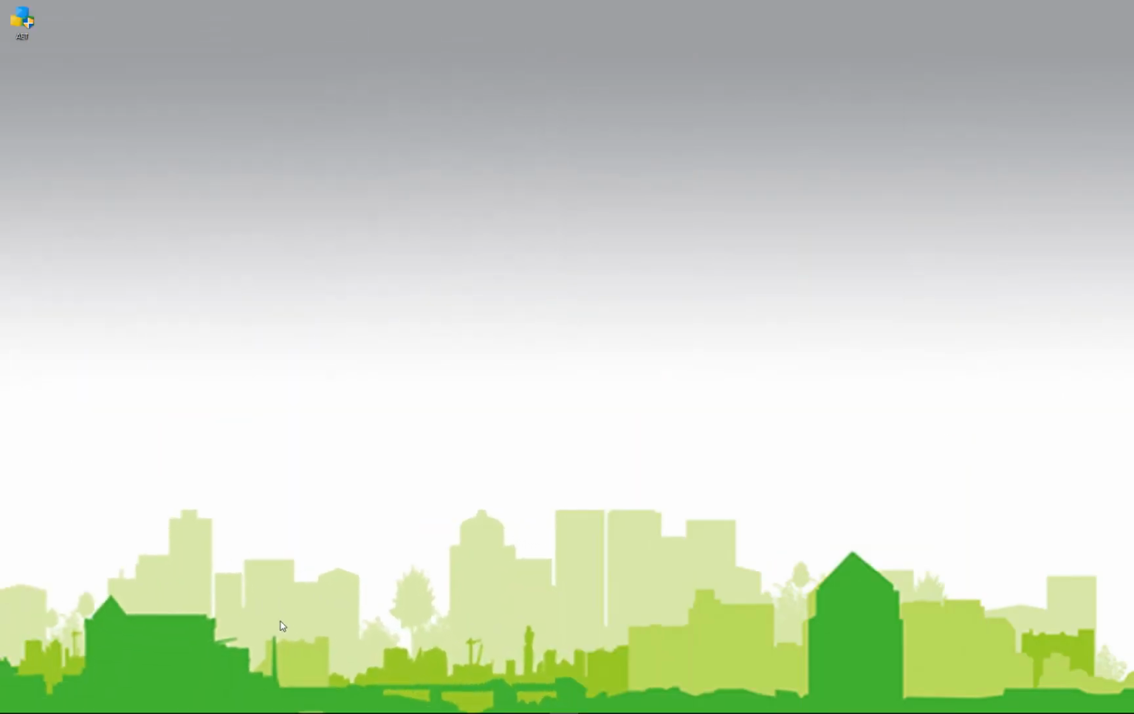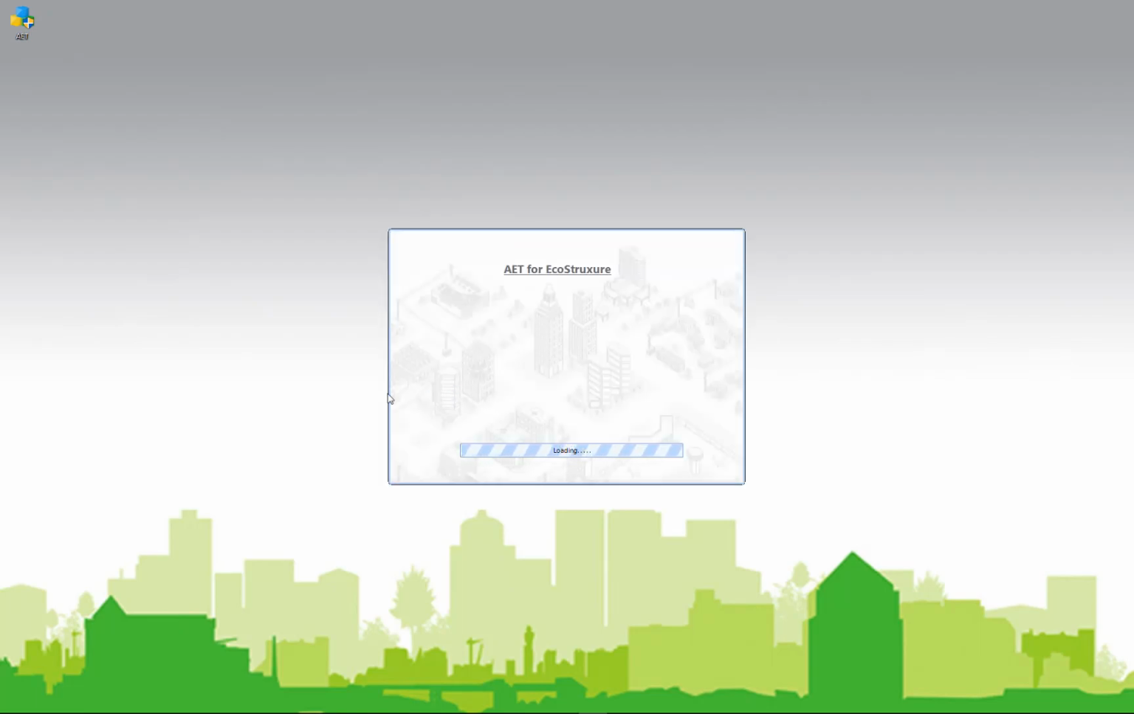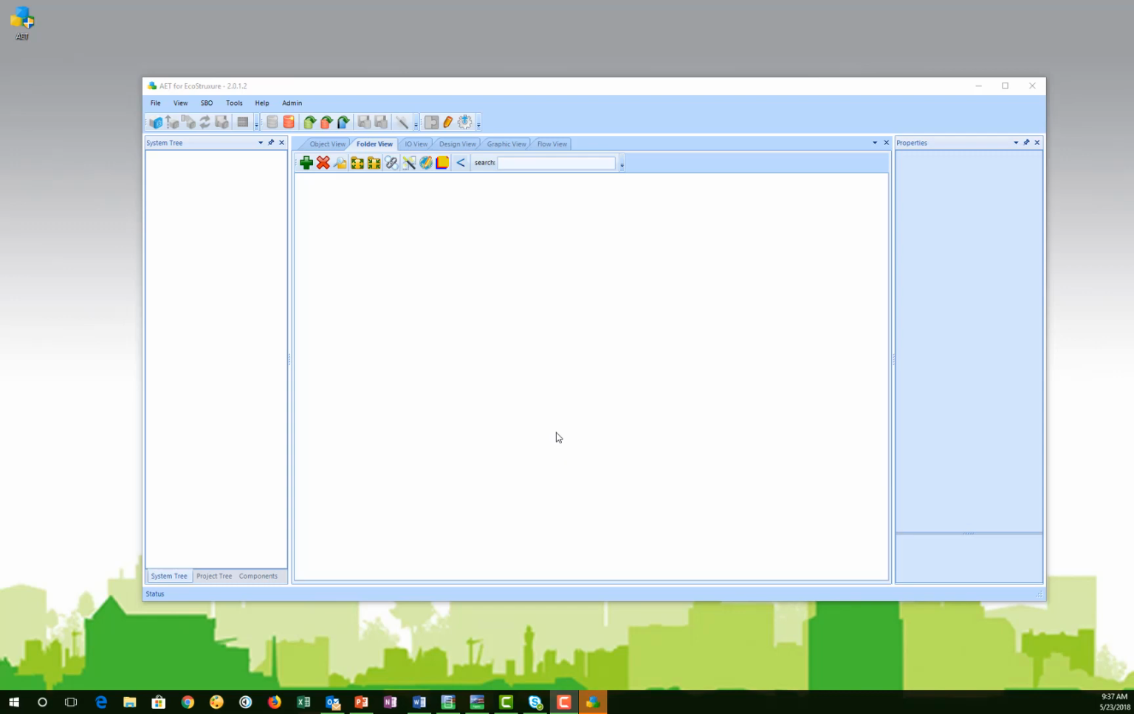We have already installed and registered the automated engineering tool and are familiar with the user interface. To launch the AET, simply locate the icon on your desktop or find it in the Start menu and launch the AET. Once the AET is started, it's pretty easy to connect.